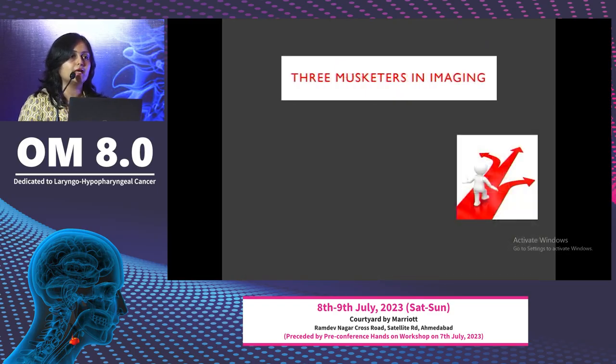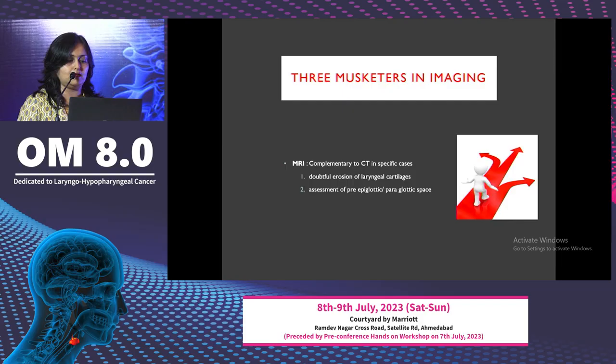Next, coming to the imaging modalities. As we know, MDCT is the gold standard investigation in evaluation of laryngeal and hypopharyngeal malignancy. However, MRI is complementary to CT in specific cases, particularly in doubtful erosions of the laryngeal cartilages, assessment of the pre- and paraglottic space whenever we are evaluating deeper space extension, and submucosal spread of hypopharyngeal cancers, which can be well evaluated on MRI due to its very good contrast and soft tissue resolution.